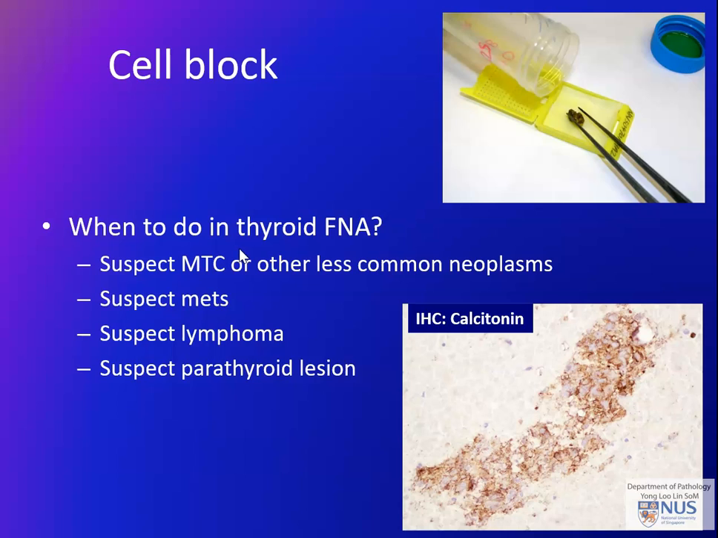For a cell block, when do we want to do it for thyroid FNA? Generally, if we suspect something a bit unusual like medullary carcinoma or less common neoplasms, including hyalinizing trabecular tumor that I talked about briefly earlier, metastases, lymphoma, or we suspect a parathyroid lesion. Here is a cell block of a case which we suspected medullary carcinoma, and indeed calcitonin is positive. So it's very useful because with the benefit of calcitonin stain, we can give a definitive malignant diagnosis of medullary carcinoma on cytology.